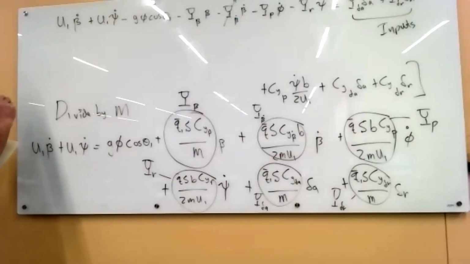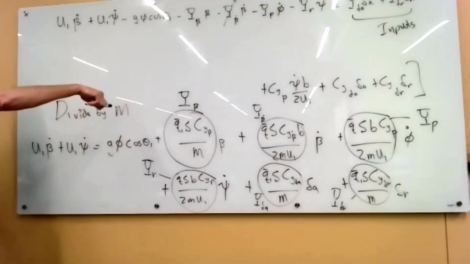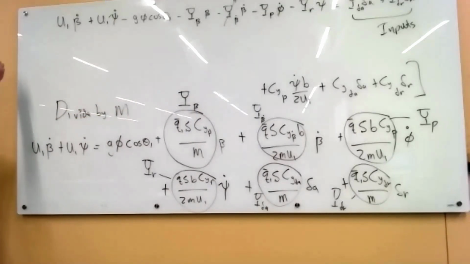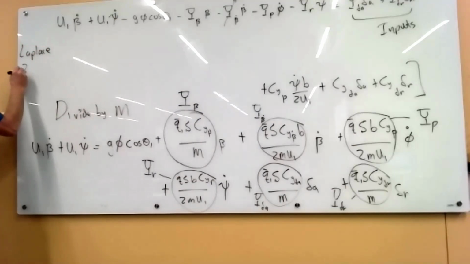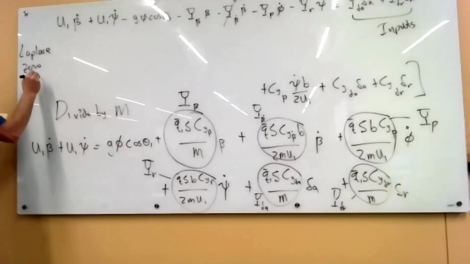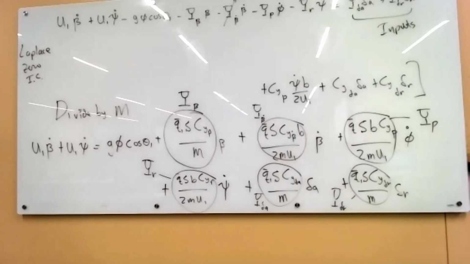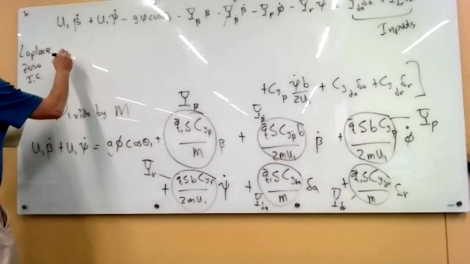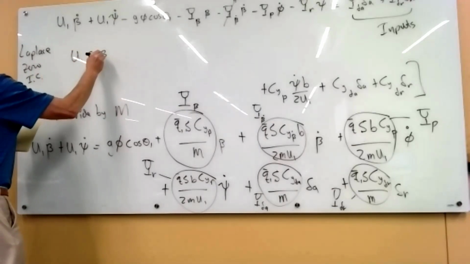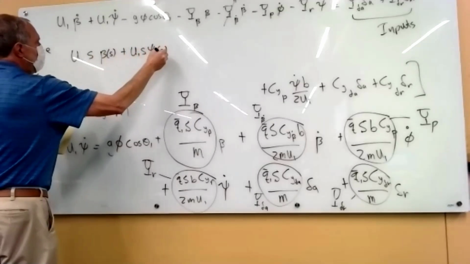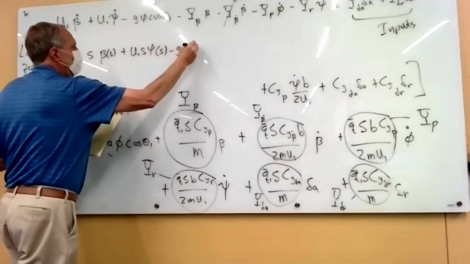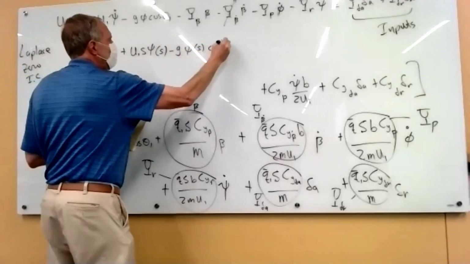So step 2 was to divide by m. Step 3 was to define the dimensional derivatives. Step 4 is to Laplace. And we do this with 0 initial conditions because we're saying initially we're flying at cruise. So all the small perturbation variables are 0, and then something happens. So you get u1s beta of s plus u1s psi of s minus g. Phi's the variable here. Cosine theta just goes along for the ride.